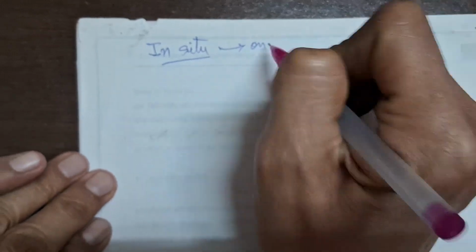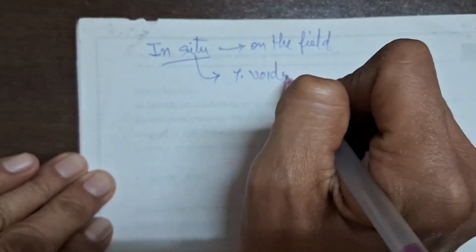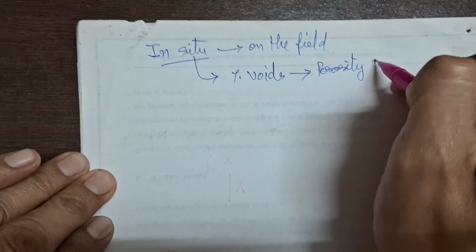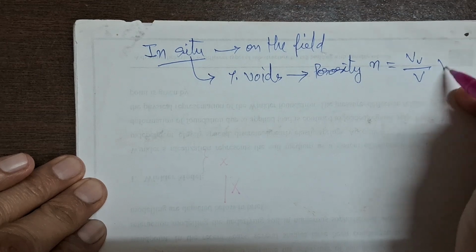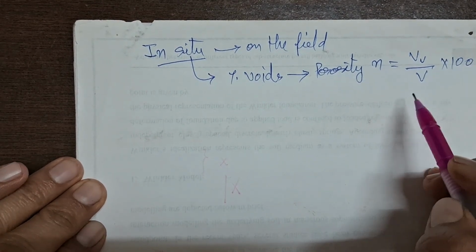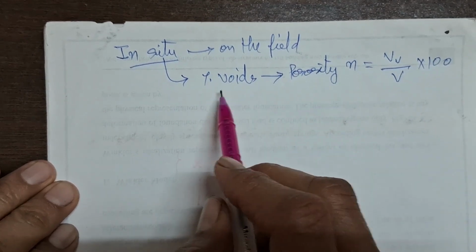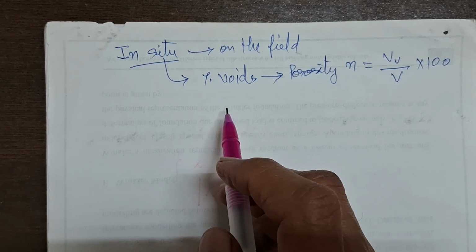Here they have given the in situ percentage of voids. In situ means on the field. So that is porosity. Porosity, which is denoted by n, is Vv upon V. Percentage means we always multiply by 100, and it is taken from the total volume, volume of voids upon total volume. That's why it is also called percentage voids. So the in situ percentage voids of the sand deposit is 50%.